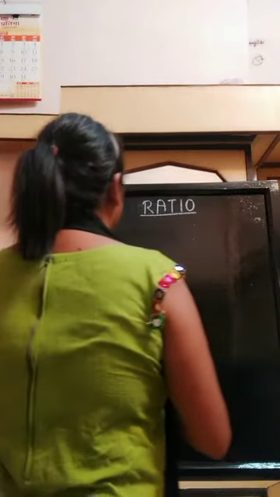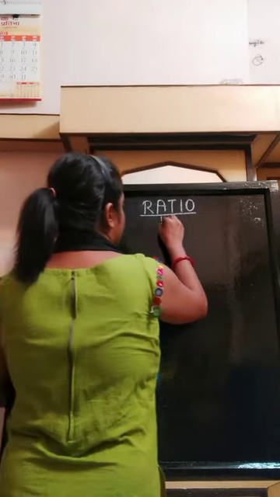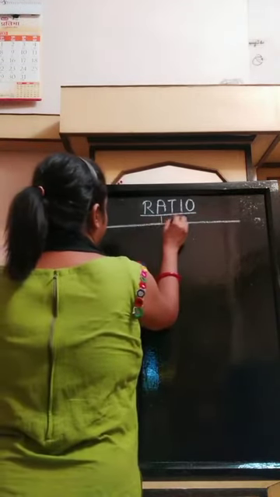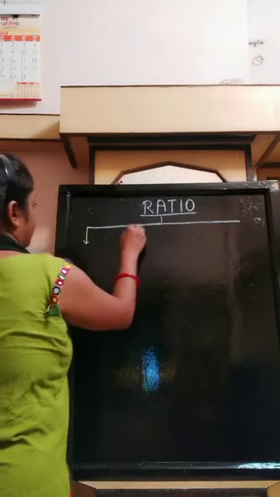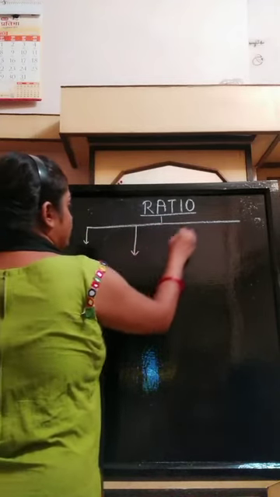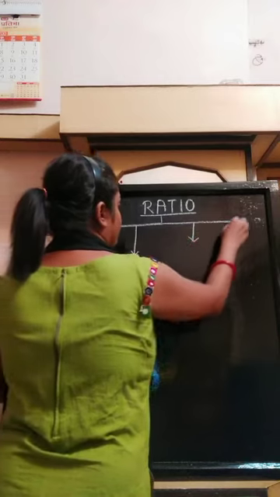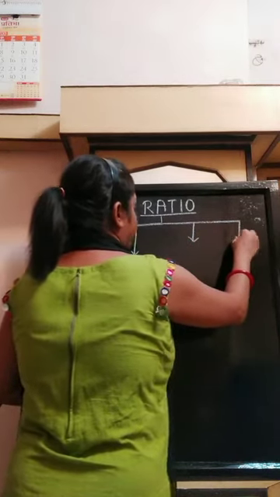Now coming back to the classification of ratio. Ratio can be classified in four distinctive categories. Now what are those categories? I'll explain to you one by one. If we divide ratio into four groups or four categories, there are four kinds of ratios.